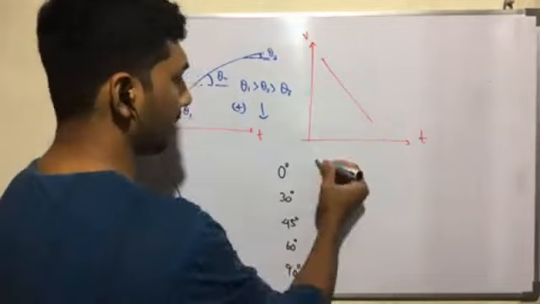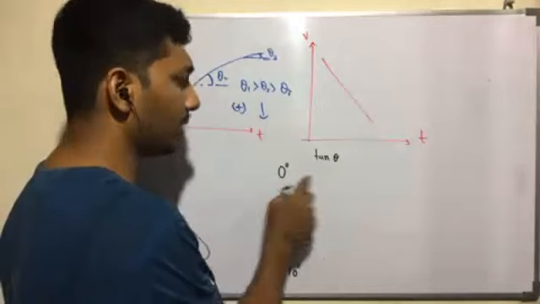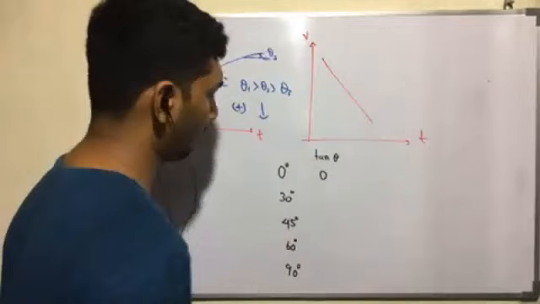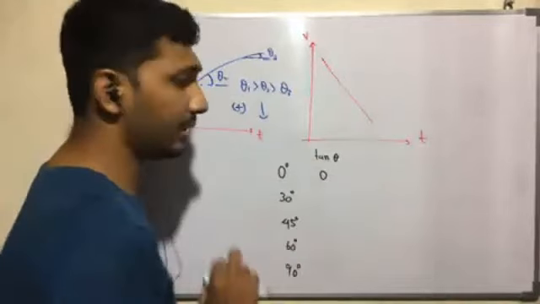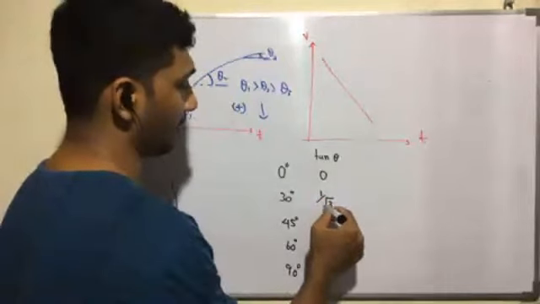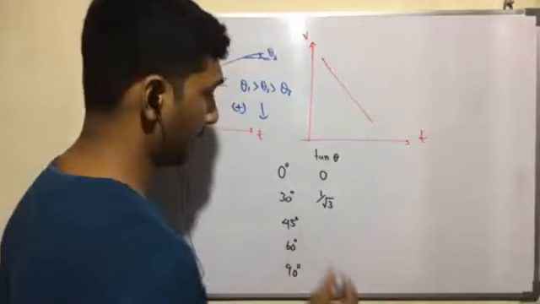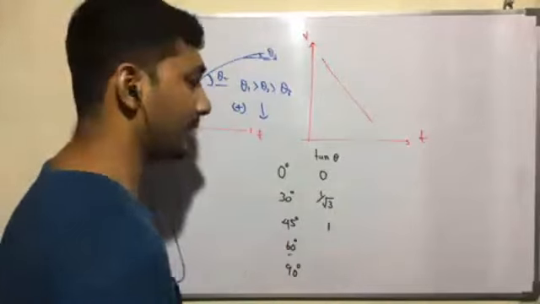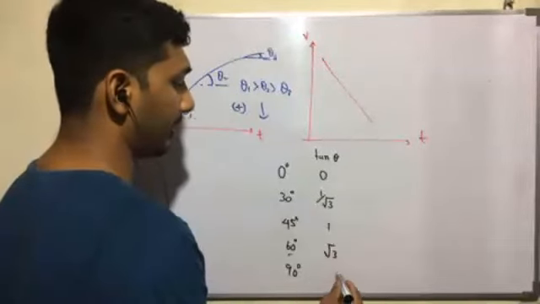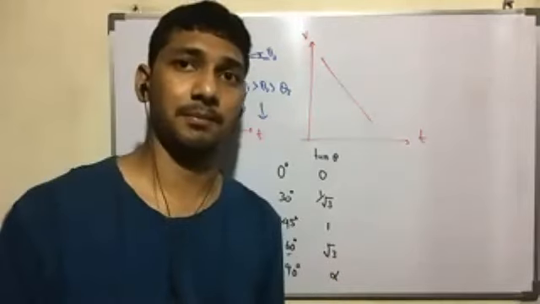So for this, let's write the tan theta values. For 0, tan theta is 0. For 30, the tan theta value is 1 over root 3. For 45, tan theta value is 1. For 60, tan theta value is root 3. For 90, tan theta value is infinity.